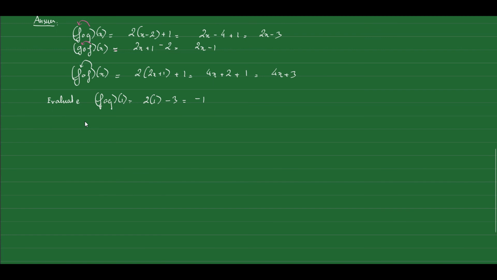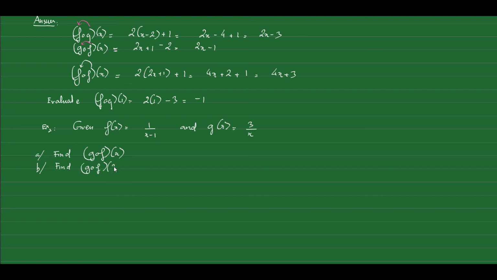Of course, again, some functions are harder than others. For example, in this case, what if I give you the first function is something like this, and the second one is 3 over x, and I want to find g composed to f. Okay, that's part A. And part B, I want you to evaluate g composed to f at 2.